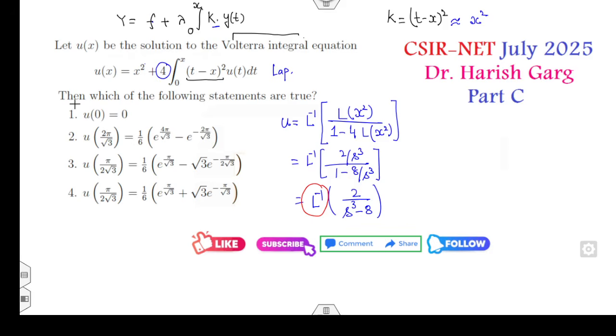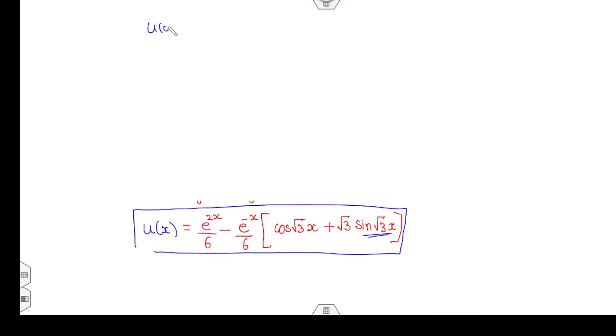Now look at the first part: y of 0 is 0. That you can easily solve from this case also. What is the u of 0? 0. Integration from 0 to 0 is 0. First part is satisfied. Moreover, you can also start from this case. e raised to power 0 is 1, cos 0 is 1, sin 0 is 0. Again it is 0.